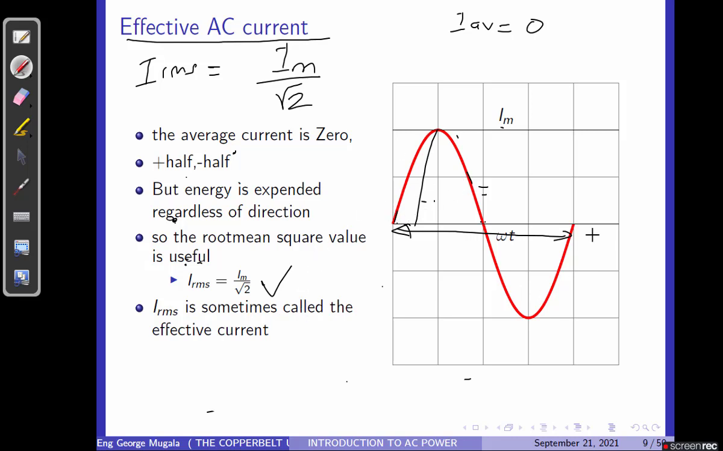Instead of going for the average value, which gives us nothing, we go for what we call the RMS value, meaning the effective value. Now, guys, I cannot go into details. If I did, there's a theory behind how it came about, Im over the root of 2. I'm not going to go into that. But for now, just appreciate that the RMS value is an effective value that we can use to calculate and quantify for this sort of equation.